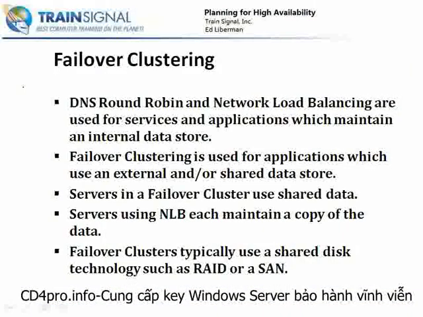So when it comes to failover clustering, we're looking at a slightly different animal than what we were looking at with DNS round robin and network load balancing. See, DNS round robin and network load balancing are used to provide high availability for services and applications which maintain an internal data store. An example of where you might use network load balancing would be with different networking services. Matter of fact, DNS is one of them.